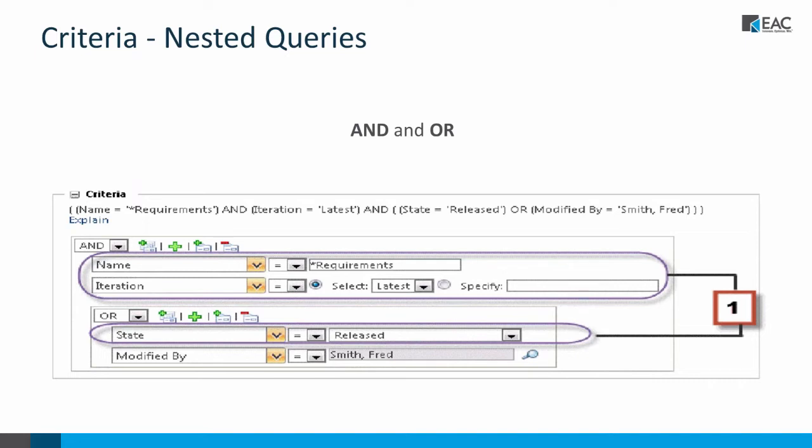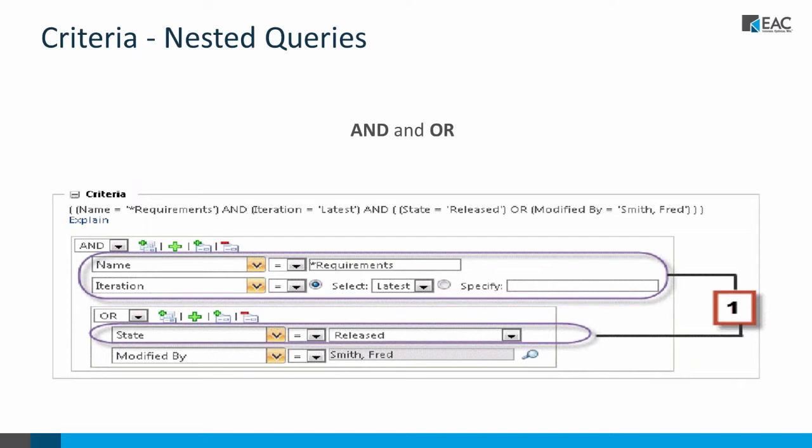The first would be, it'll look for the name, the iteration, and the state. And then the second search would be the name, the iteration, and the modified by. So what it does with the ands is it grabs both of those together and then pulls one from the list of ors and includes it in there and uses that. And then the second time around, it grabs both the ones in the and section and then includes the next one from the or section. So that's kind of a way of nesting your searches.